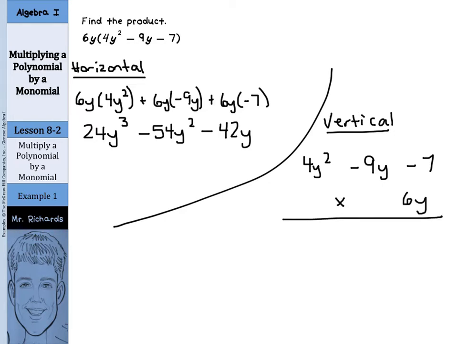And so we're going to take the 6y and multiply it by the negative 7, the negative 9y, and the 4y squared. So 6y times negative 7 is negative 42y. 6y times negative 9y is negative 54y squared. And 6y times 4y squared is 24y to the third. So you have a horizontal method and a vertical method in finding this product.